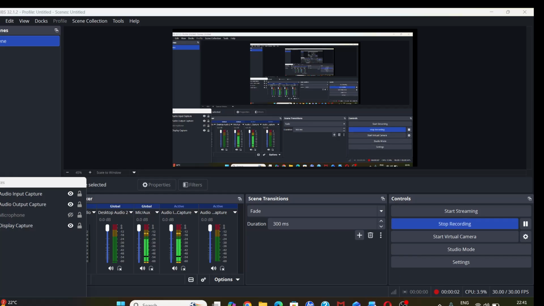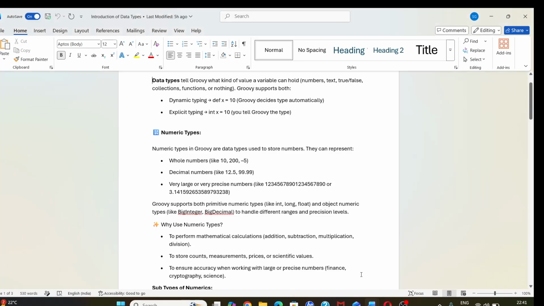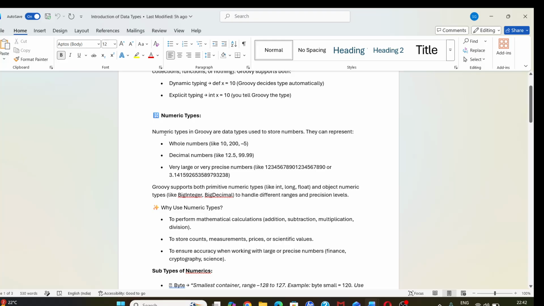Hello friends, in the previous lecture we studied what a data type is, what the types of data types are, and what the subtypes of those data types are. In the previous lecture I told you that we will see this through an example in the next lecture. So today we are going to discuss examples of the numeric type.